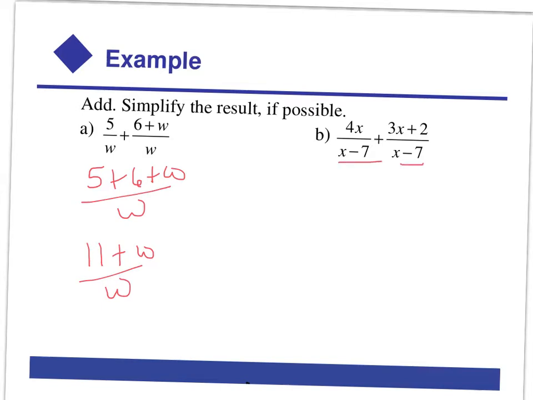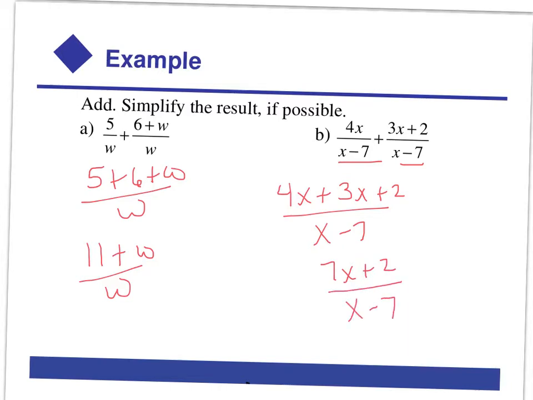These have the same denominator, so now we have 4x plus 3x plus 2 all over x minus 7. 4x plus 3x add up, so we get 7x plus 2 all over x minus 7. Now in both of those, you want to look and see if there's a GCF that you can take out of them. And if there is, then it could factor further or simplify. These do not, so you are done.